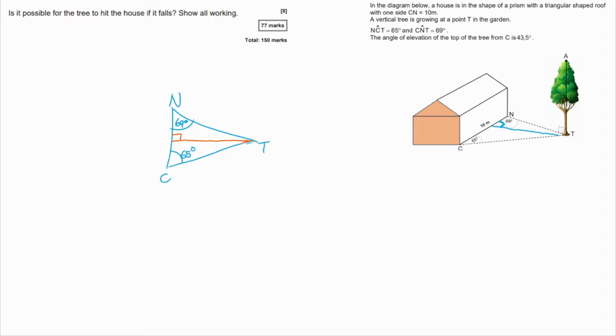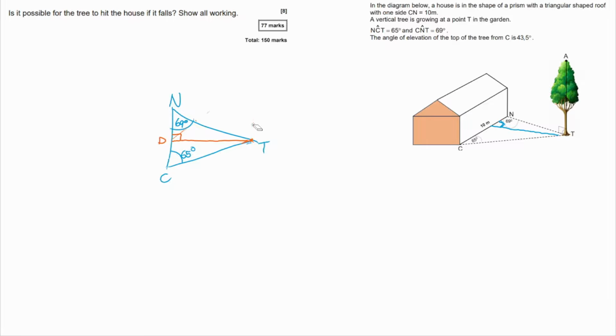Obviously we need to know the height of the tree. Let's say this distance here is 15 meters, the shortest distance from T to this point, let's call it D. If the tree is taller than 15, it will hit the house, right? Because the tree is going to be here, it's going to topple over and fall. If it's greater than 15, it's going to fall and hit the house. So what's important is this is 90 degrees.